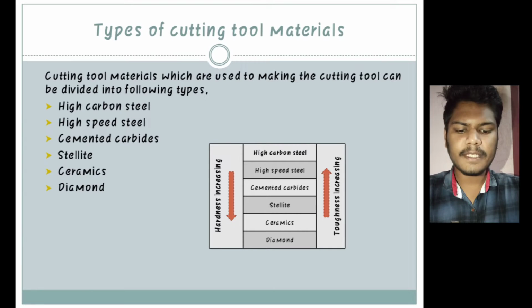Next, types of cutting tool materials. There are several types of materials used to make cutting tools. They are high carbon steel, high speed steel, ceramics, stellite, cemented carbide and diamonds. The picture shows the amount of hardness and toughness values differs according to these materials.